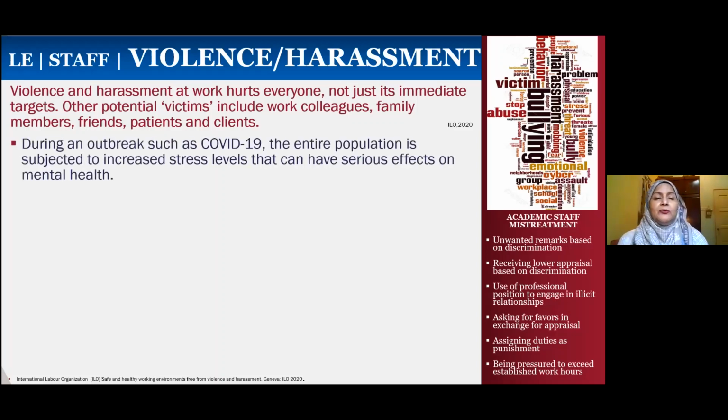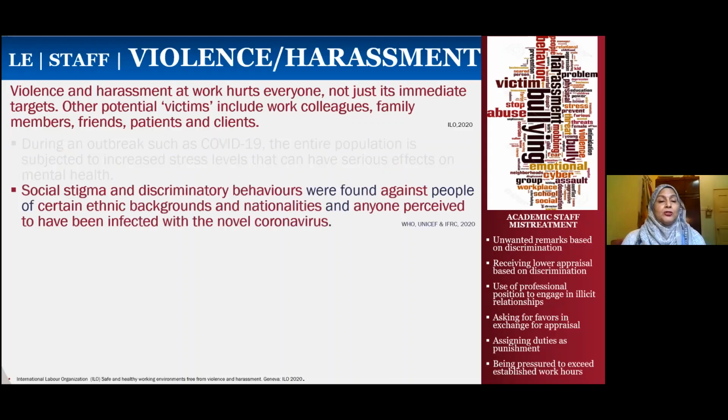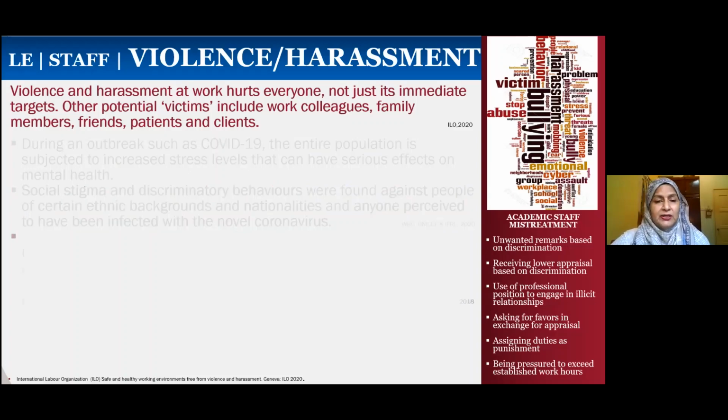During an outbreak of COVID-19, the entire population is subject to increased stress levels that can cause serious effects on the mental health of the people. Social stigma and discriminatory behaviors were found against people of certain ethnic backgrounds and nationalities, and even anyone perceived to have been infected with the novel coronavirus. This is the report by UNAIDS and UNICEF and others.